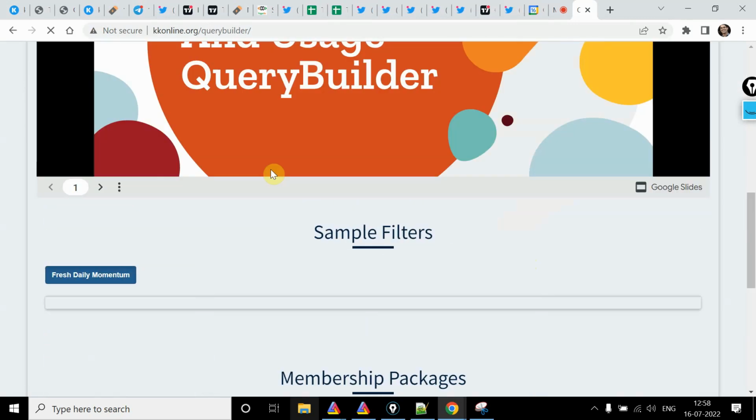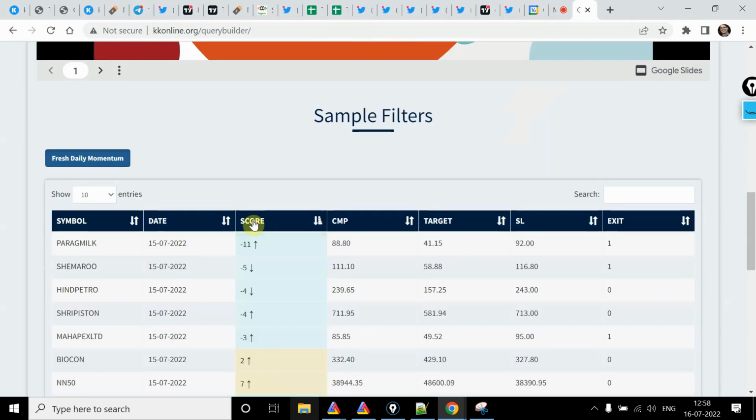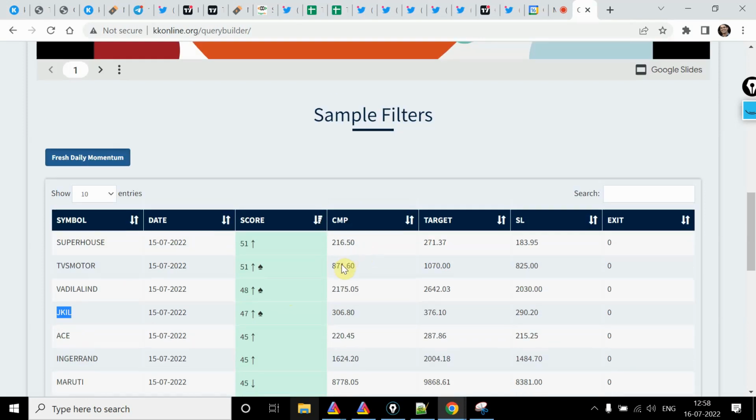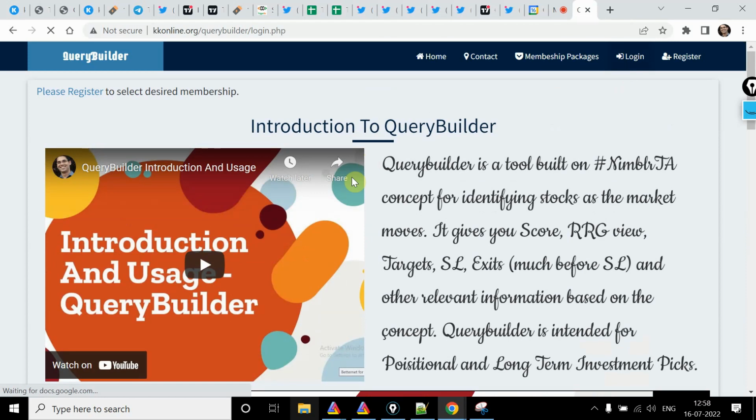If you see over here, there are some stocks and you have the scores for them. Right. TVS Motor, Vadilal. Increase means that the score is increasing. This arrow means it has recently reached quadrant one. Previous day it was not there. So Vadilal is there, JKIL is there. This will happen end of the day. It will give you target and stop loss information, and you can create filters out of it, whatever you want. If you are tracking only some specific stocks, you can create those filters as well.